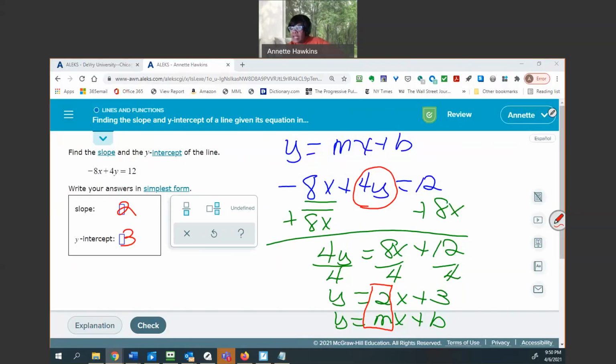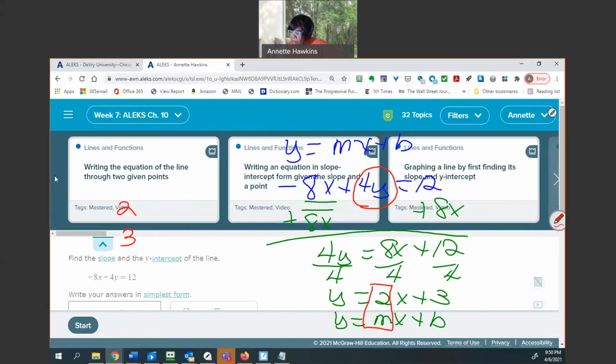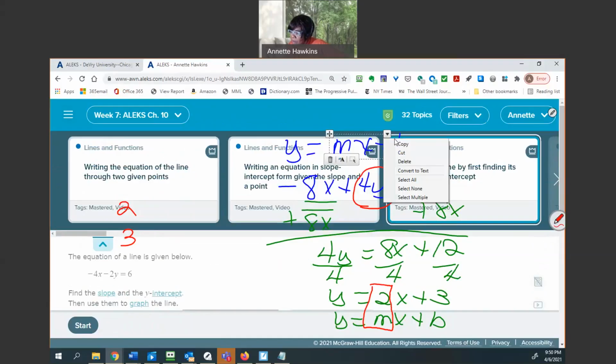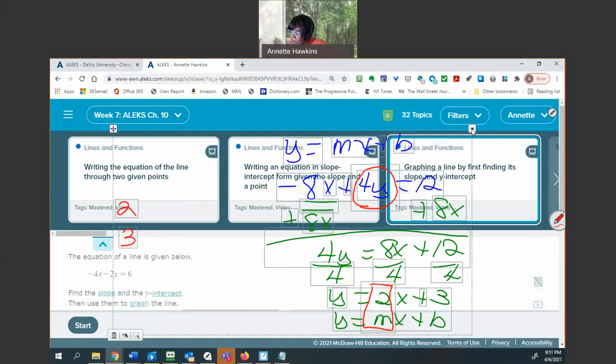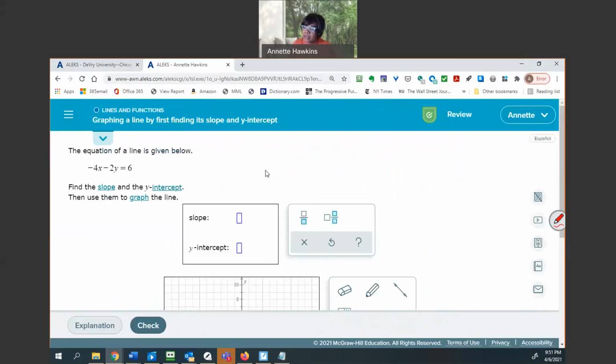All right, so now we want to graph a line by finding the slope and the y-intercept. We've already found the slope and y-intercept before, but we didn't do any graphing. Here we go. All right, it says find the slope and the y-intercept, okay? And then graph the line.